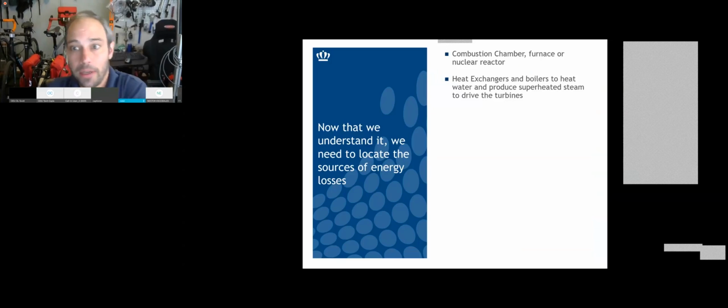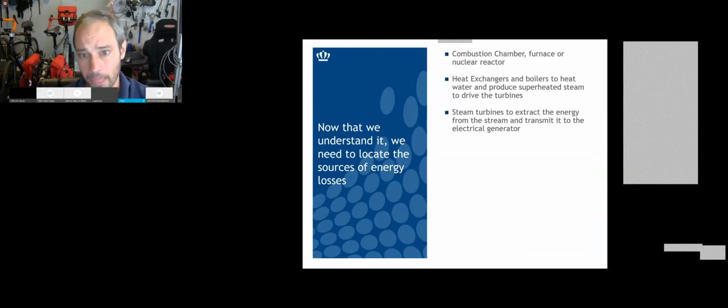All the heat exchangers and the boiler heat the water and produce superheated steam to drive the turbines. If your boiler or other heat exchangers are not insulated, you can lose heat to the surroundings. If you've got a lot of pipes in there, that leads to friction, which leads to pressure drops, which means you need to have bigger pumps. These are all things that can lead to poor performance. Things you study in thermodynamics.